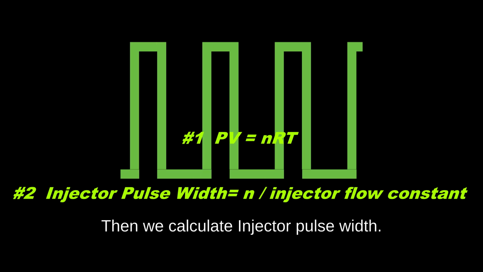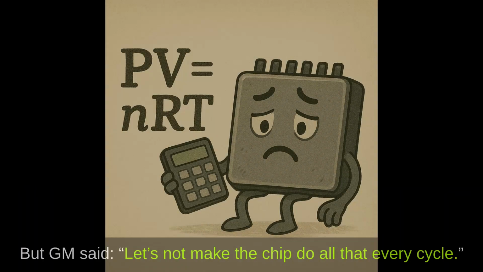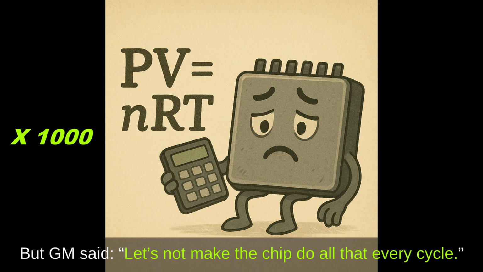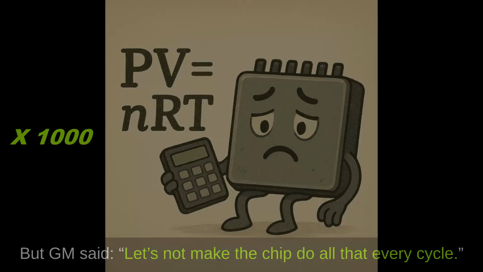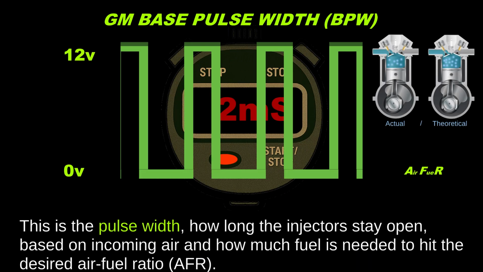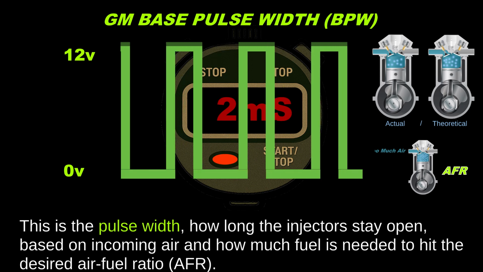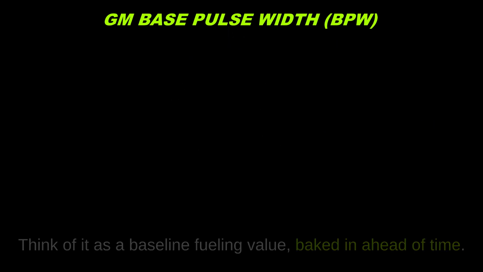In a perfect world, you'd use the ideal gas law. And then we would calculate injector pulse width. But GM said, let's not make the chip do all of that every cycle. So they came up with the idea of base pulse width, or BPW. This is the pulse width, or how long the injectors stay open, based on incoming air and how much fuel is needed to hit the desired air-fuel ratio.